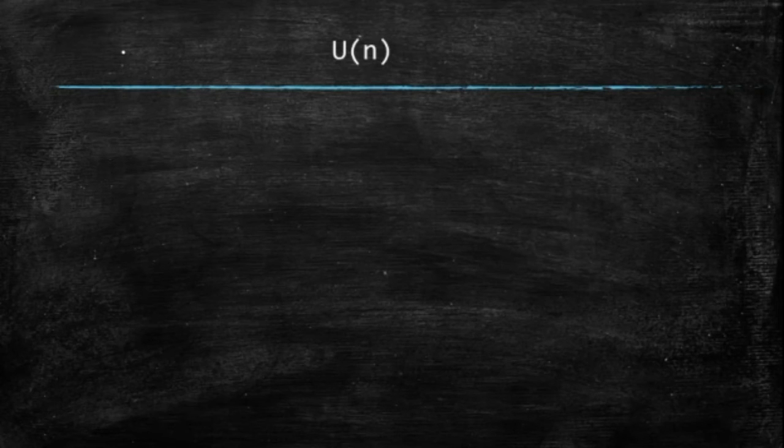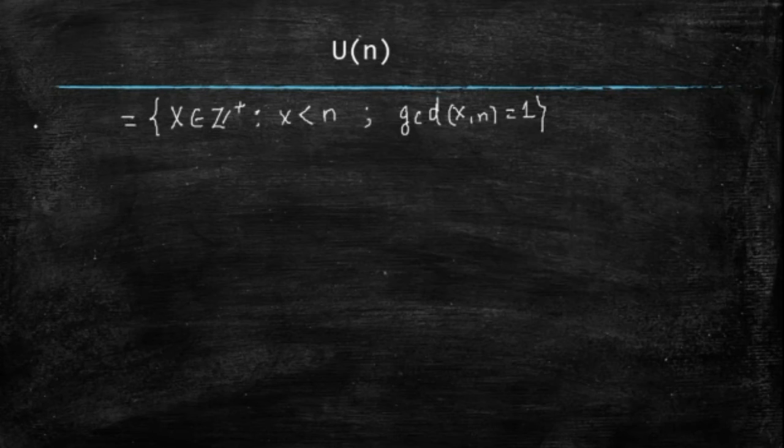So when you collect all the positive integers x less than n that are co-prime to n, that means GCD of x and n is 1, you form Euler's group denoted by U(n). Well, we have to show that this is a group, but the name of this group is Euler's group, and the binary operation here is multiplication modulo n.